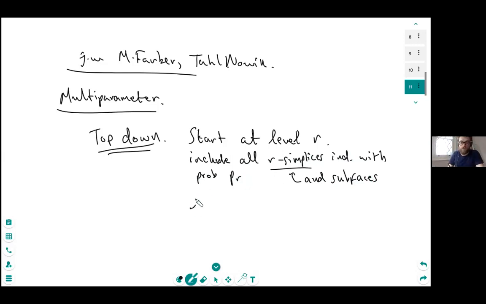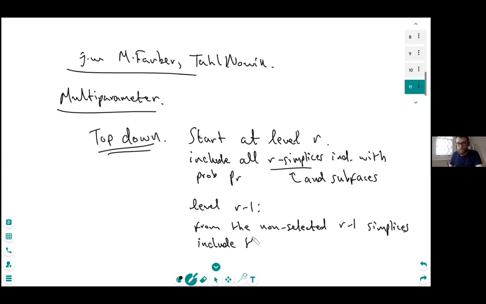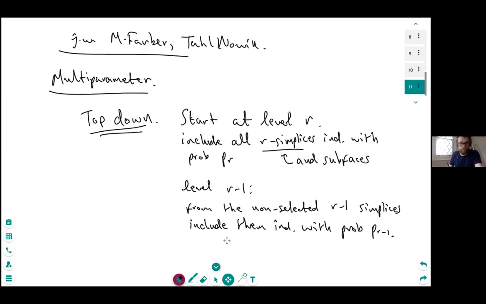And then we go to level r minus one. Now some r minus one simplices will already have been selected. So from the non-selected r minus one simplices, include them independently with probability p r minus one. And then you do this all the way down to vertices.